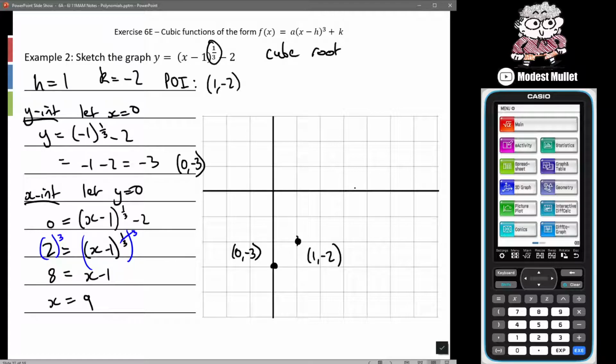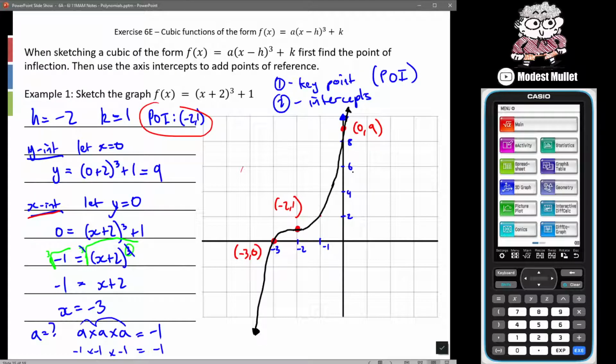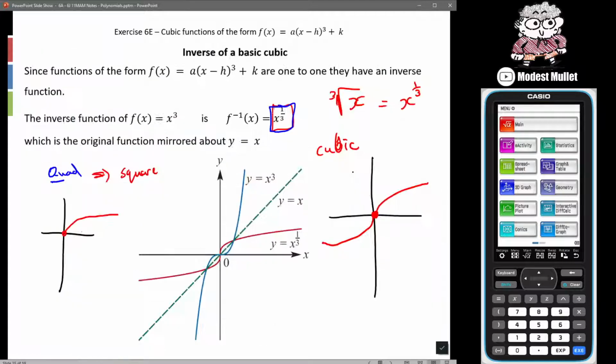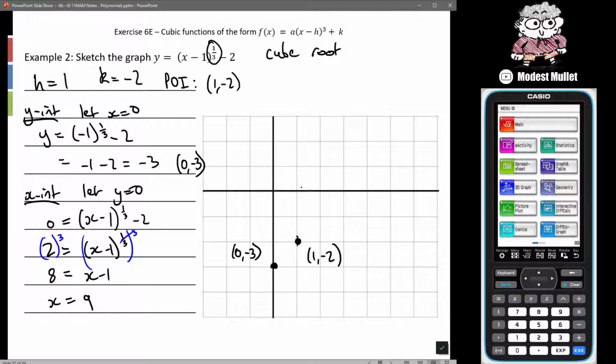Actually, yeah, it's flipped all the points. So 9, 1, 2, 7. I don't have enough space. So let's change our scale again. 2, 4, 10. So we're at 9. So that was 9, 0. Here was at 1, -2.